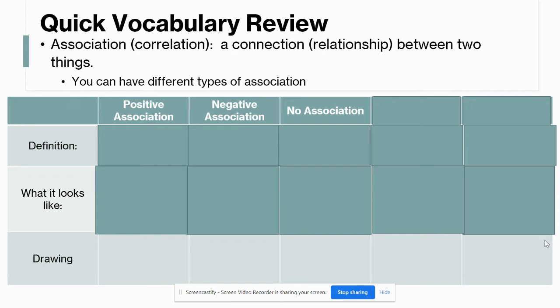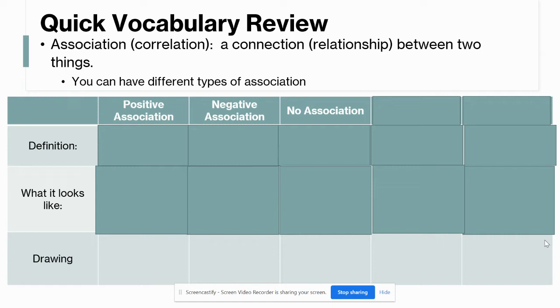All right, so go back to the vocabulary review. We talked about this on Monday. You should have it in your notes, but I'm going to make you do it again. Why? Because you need to know this vocabulary. So remember, association is a connection or a relationship between two things. We call it association or correlation. And we can have different types of association.